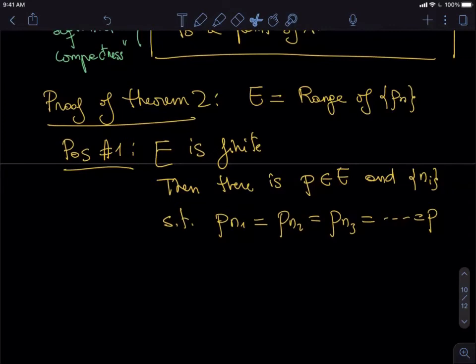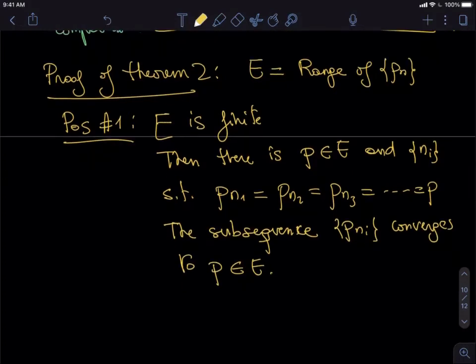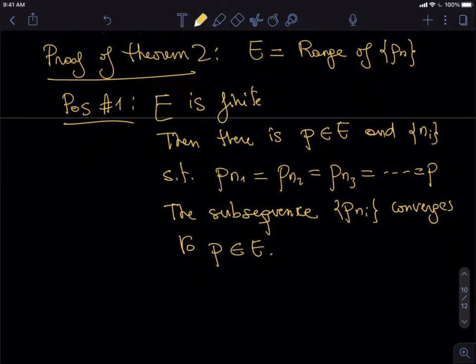And then what we have found actually is a subsequence that converges to P, which is a point in E, and this is contained in X. All right, and this was the easy case, but the other case is not difficult.